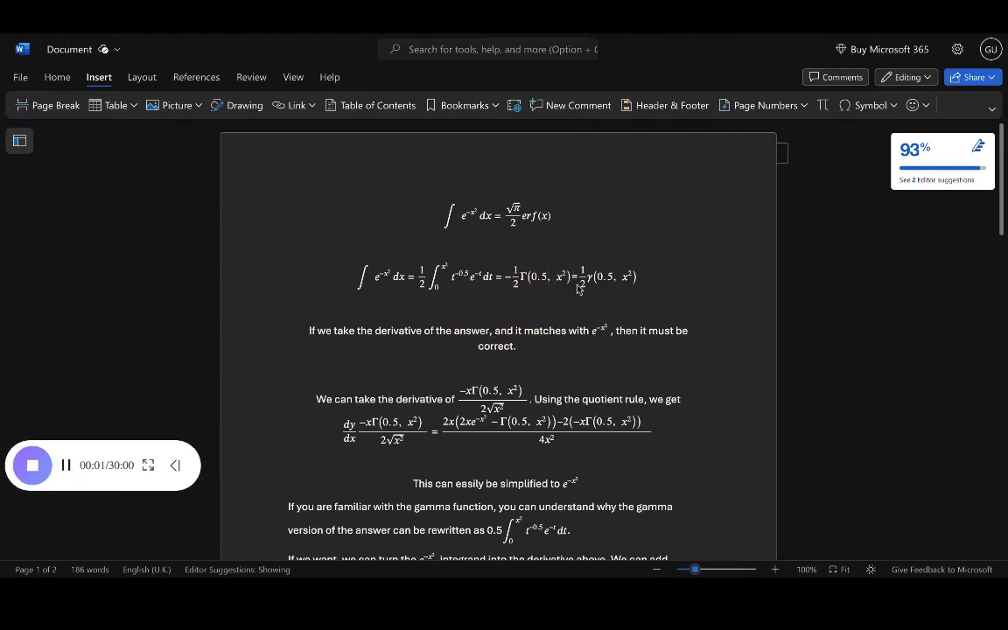Okay, hello everyone. This video today is to show how you can write the error function in terms of an incomplete gamma function, which I find quite interesting. So as we all know, the Gaussian, not the Gaussian integral, but the integral of e to the negative x squared is equal to root pi over 2 of error function of x.